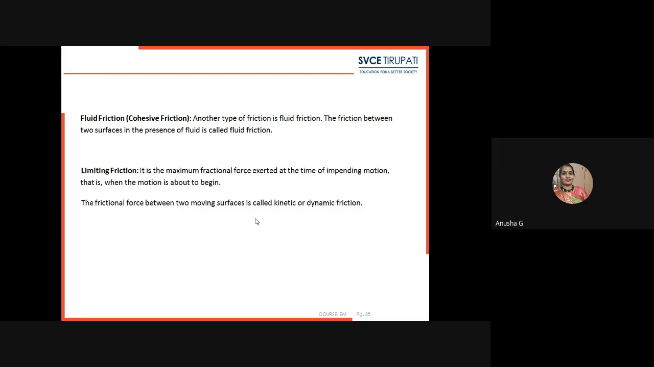Now we see the limiting friction. Limiting friction is nothing but the maximum friction that we have to observe. It is the maximum frictional force exerted at the time of impending motion. What is meant by impending motion? Impending motion is nothing but whatever the force that we are applying, what is the maximum force that we are applying? Then automatically the opposing force will also give the maximum friction. The maximum frictional force exerted at the time of impending motion, that is, when the motion is about to begin.